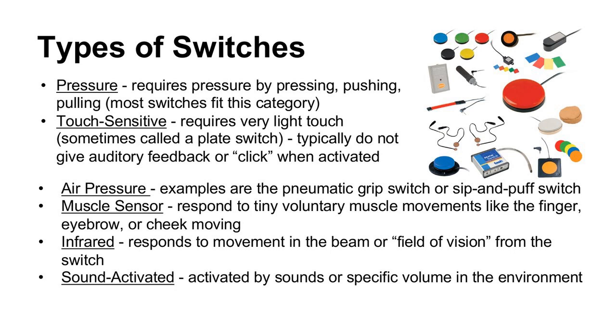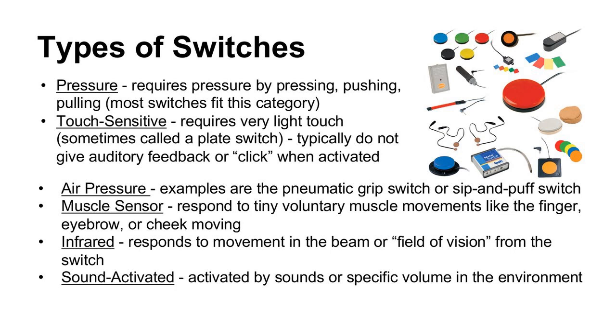Muscle sensor, these are switches that respond to little tiny voluntary movements in your finger, or they may hook it to the eyebrow or to the cheek. They usually tape on in some fashion. A really common one is called the twitch switch, is one that you'll hear about, or if you are Googling just to find more information, that's a good one to start with.